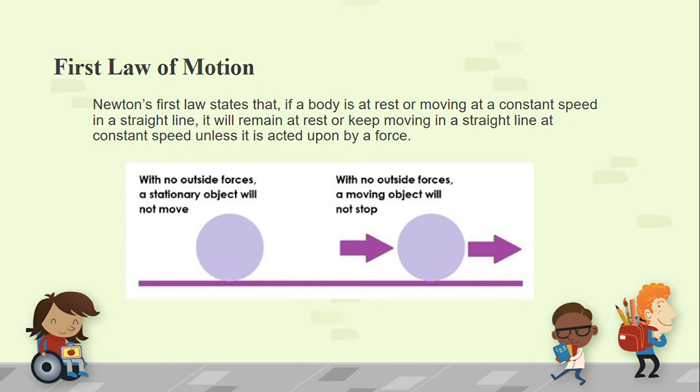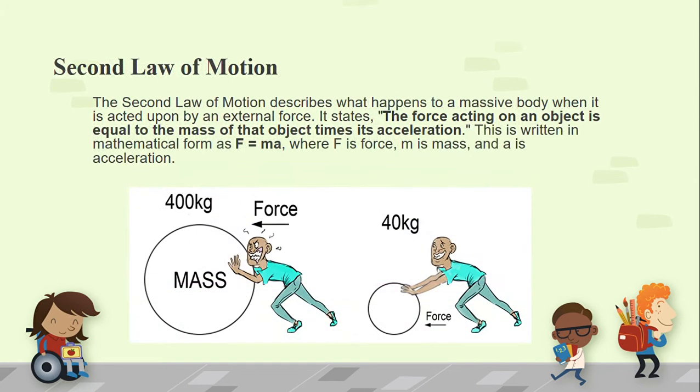Let's go to the second law of motion. The second law of motion describes what happens to a massive body when it is acted upon by an external force. It states the force acting on an object is equal to the mass of that object times its acceleration. This is written in mathematical form as F equals ma, where F is force, m is mass, and a is acceleration. The second law shows that if you exert the same force on two objects of different mass, you will get different accelerations, like the one in the picture.